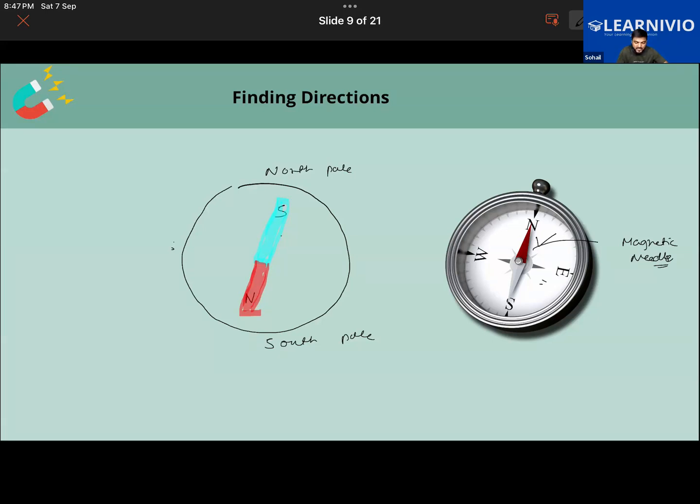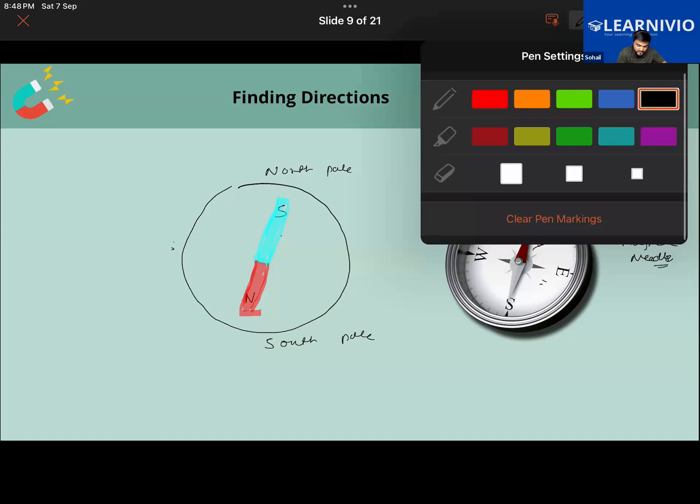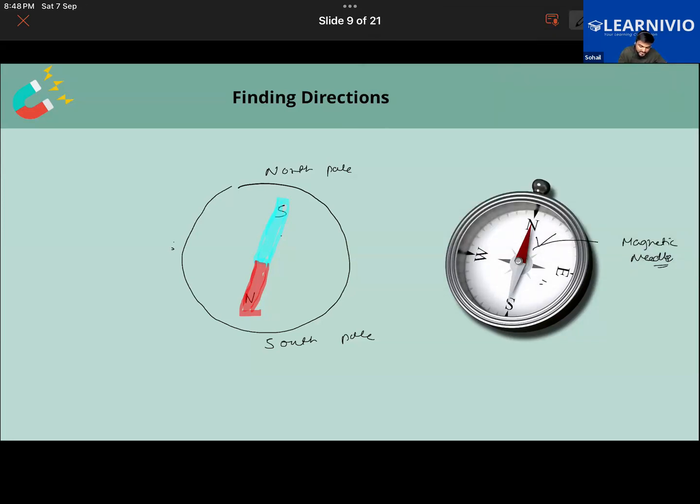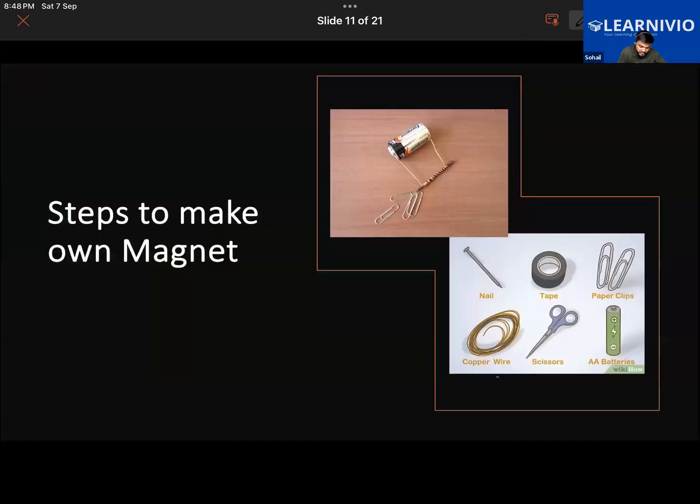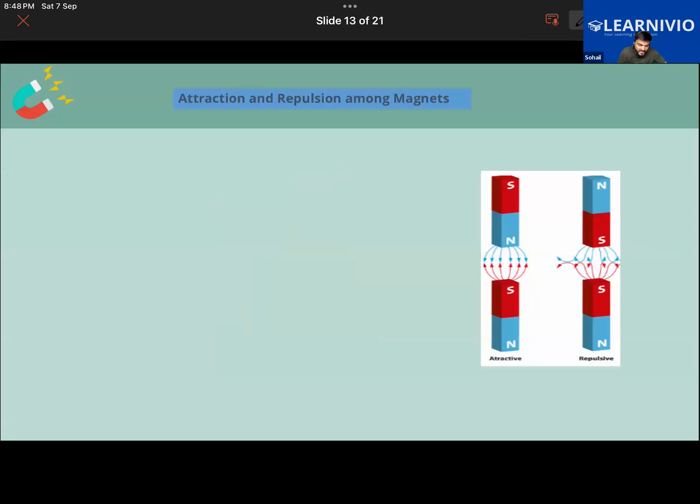And we know that the needle of the magnetic compass always points in the north-south direction. Why is it so? This needle is always pointing in the north direction. Actually, the reason is, suppose you are holding this. But before that, there's one more thing you should know, how magnets interact.